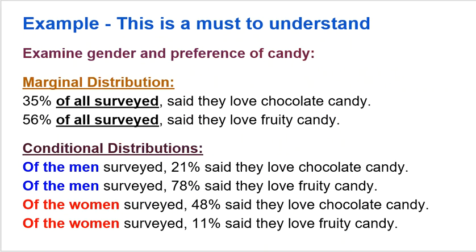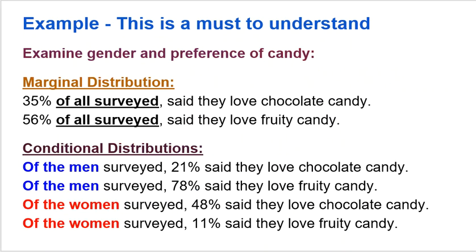Okay, so here is an example where we're looking at gender, female, male, and the preference of candy. I don't know, a whole lot of different candies, gummy candy, chocolate candy, fruity candies, this candy, whatever. Okay, just candy.